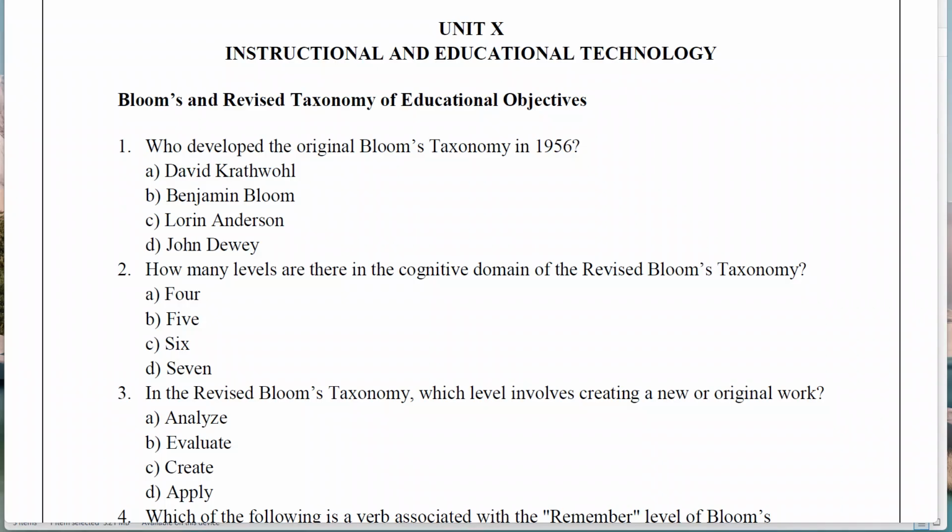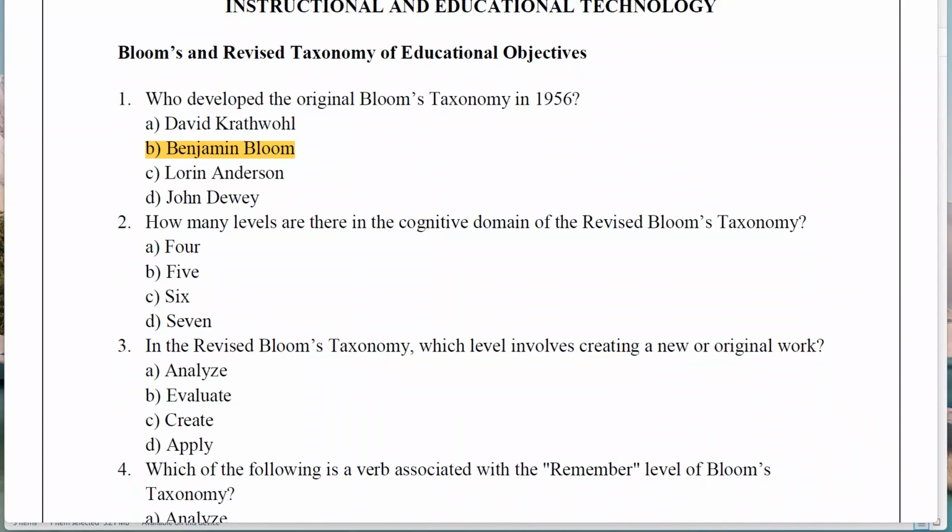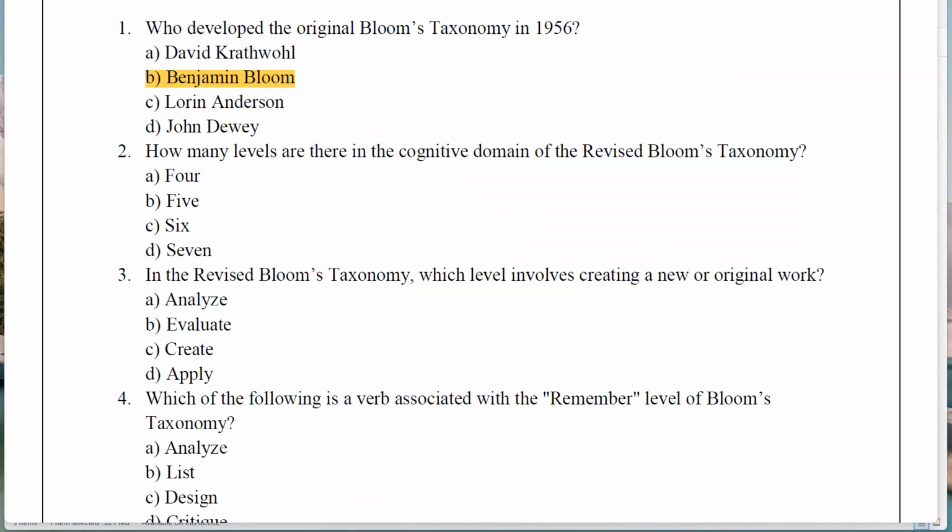So first, Bloom's and revised taxonomy of educational objectives. Who developed the original Bloom's taxonomy in 1956? The answer is Benjamin Bloom. How many levels are there in the cognitive domain of revised Bloom's taxonomy? The answer is 6.